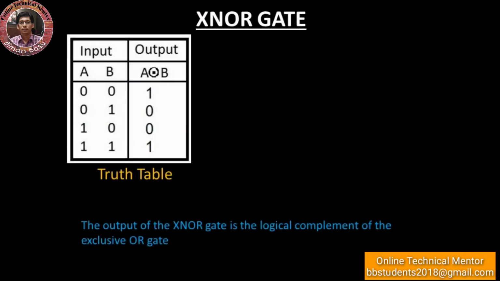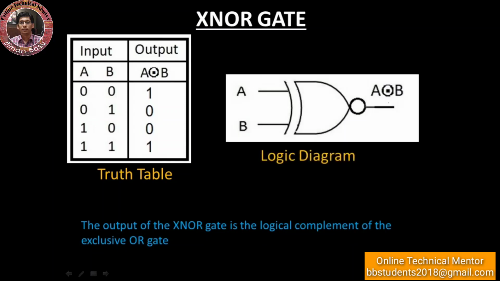XNOR gate is a complement of XOR gate. In case of XOR gate, if the odd number of inputs are 1, the output is 1. It is just the opposite of XOR gate. The output of the XNOR gate is the logical complement of the exclusive OR gate. That means if there are an odd number of 1s in the input, you will get 0. And for 0 0 combination and 1 1 combination, you will get 1. And this is the logic diagram of XNOR gate.